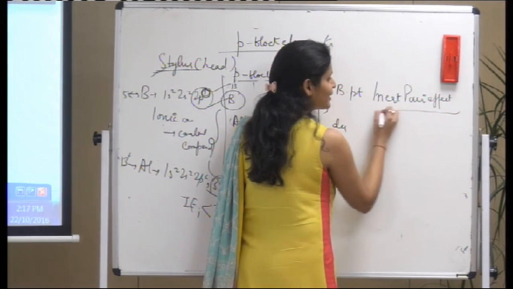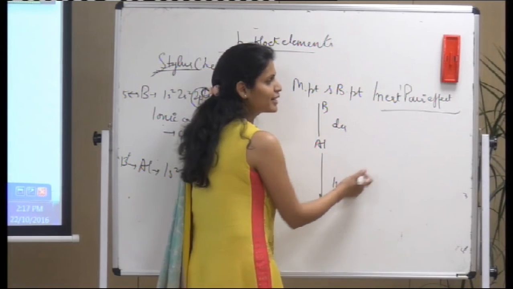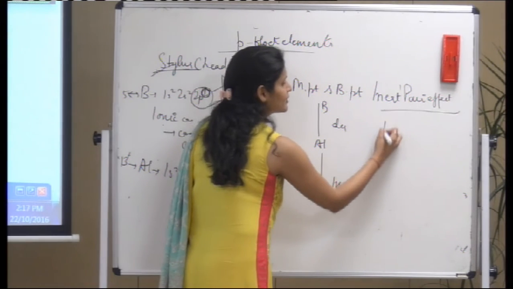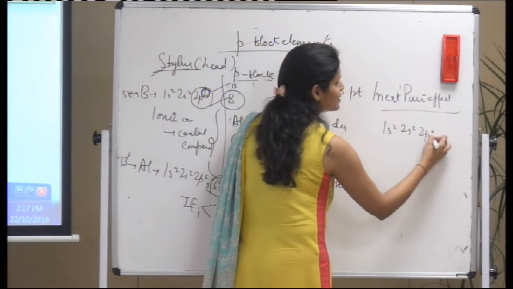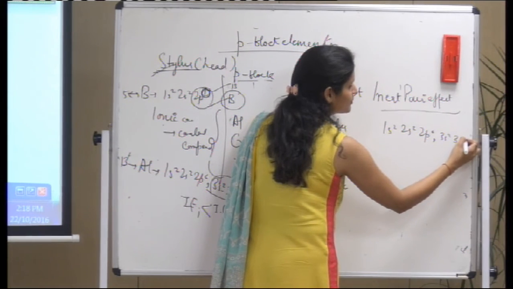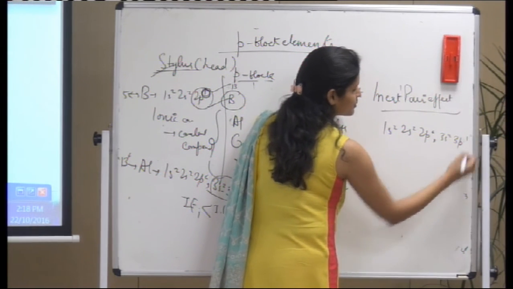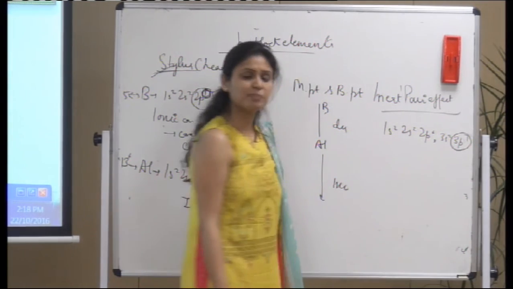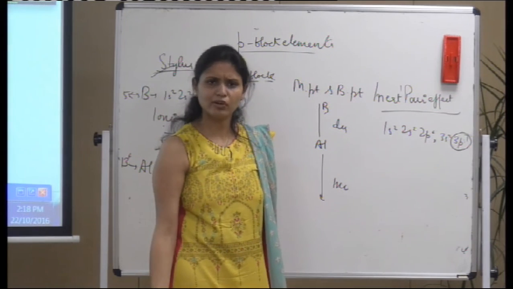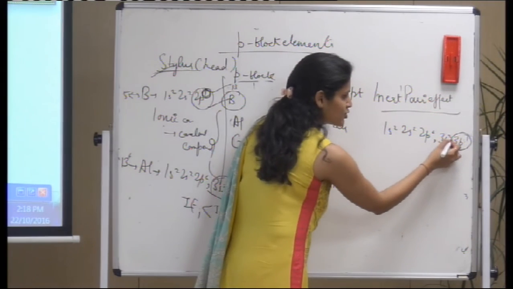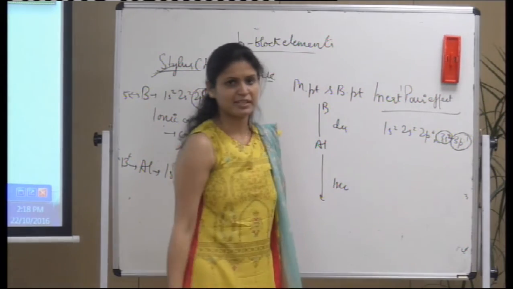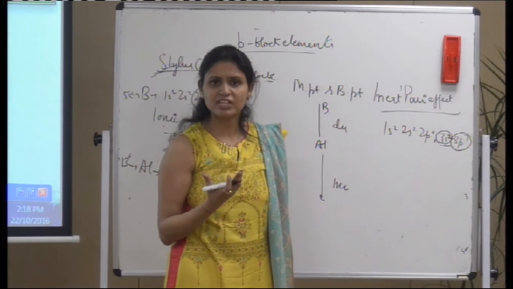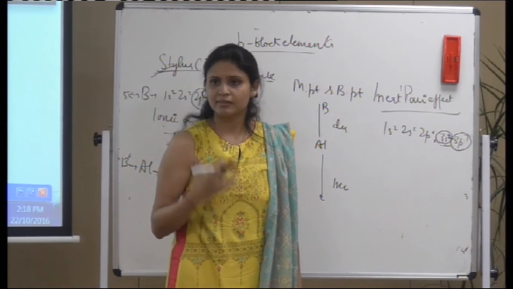If I break the terms, inert pair effect, inert means not participating. So if I am saying that this is the electronic configuration for some element, 3s2, 3p1, let it be 3p1. If only this electron is participating in the bonding, either covalent or ionic, and these two electrons are not participating, that means these two electrons prefer to be in noble gas configuration, they prefer to stay inert, they are not reacting.